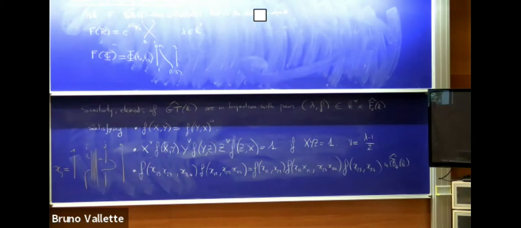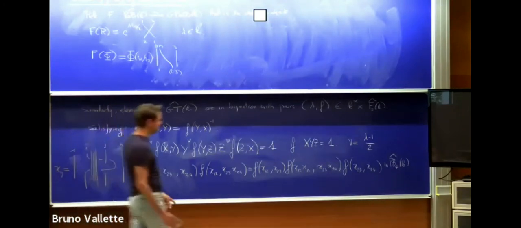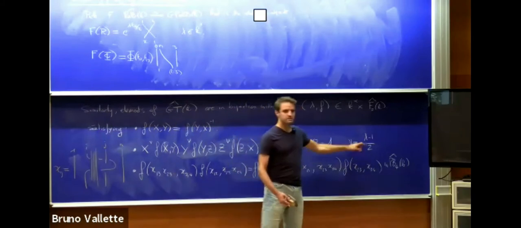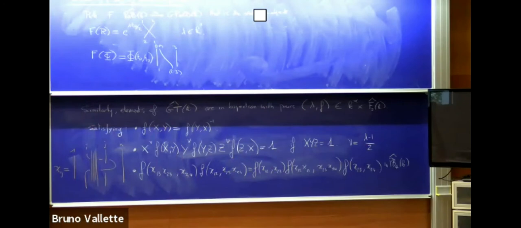So let me explain again, it's very similar in spirit. Proving this is very similar in spirit to the proof that associators were in bijection with, the way Drinfeld tried to find them. Here, I'd like to explain essentially one thing, which is the appearance of this lambda minus 1 over 2, because it may seem surprising.